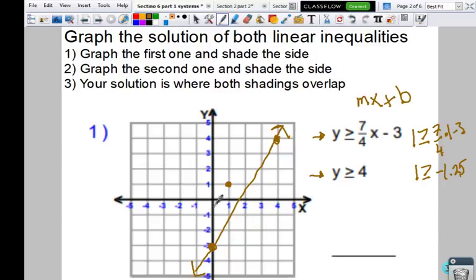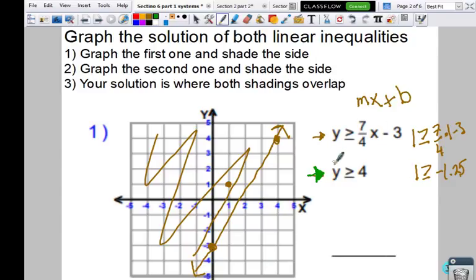So I'm going to shade it, but when I do it, I'm not going to shade it super dark. I'm just going to do real little like that. Because we are going to go through, and I'm going to graph the second line right here on here. So I don't want to cover things up because I need to do it on the second line.